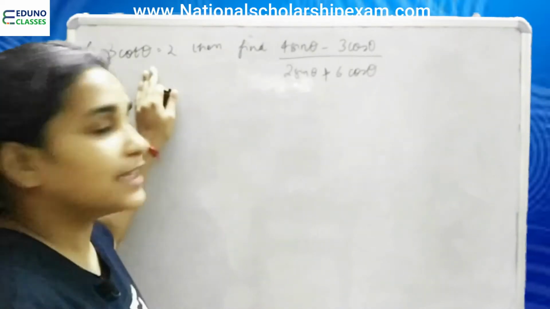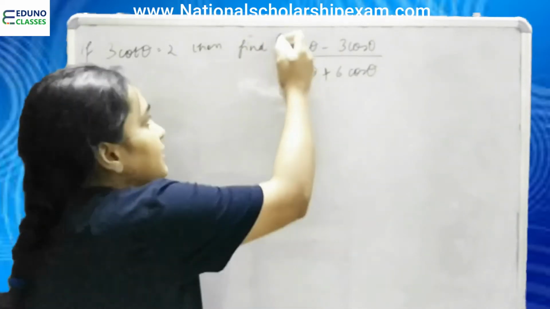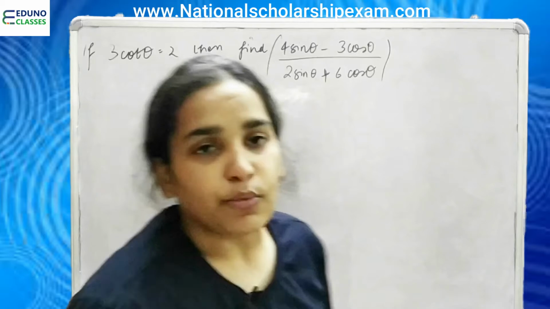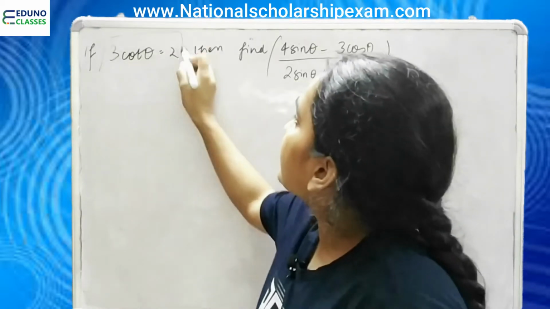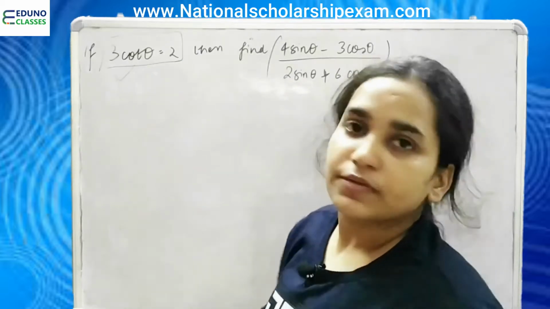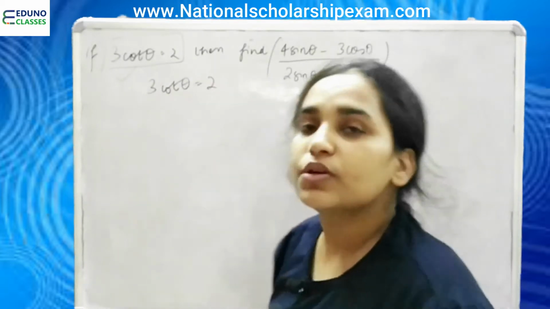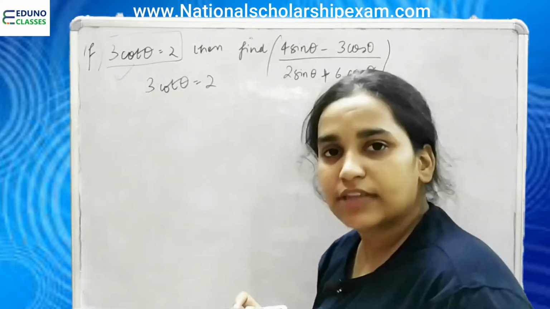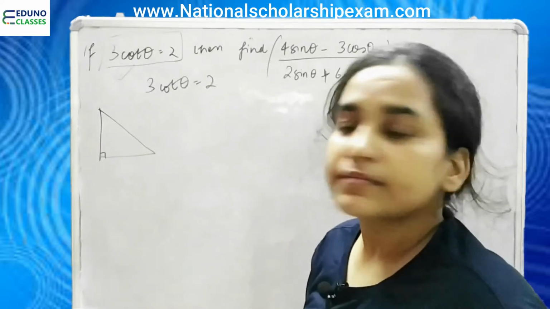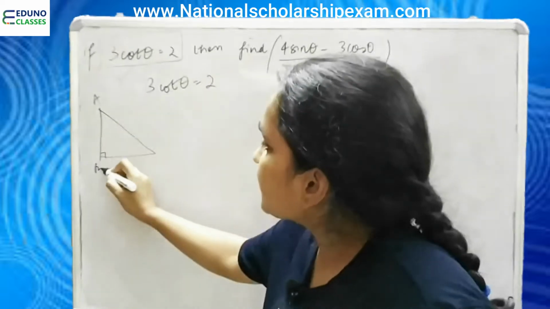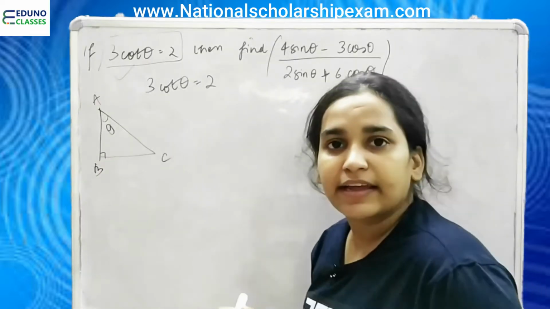If 3 cot theta is equal to 2, then find the value of this. So, by seeing the question, what you can guess is this. This is given to you: 3 cot theta is equal to 2. And I have told you how to start the question: first make a right angle triangle, then mention its vertices, then mention the theta angle.